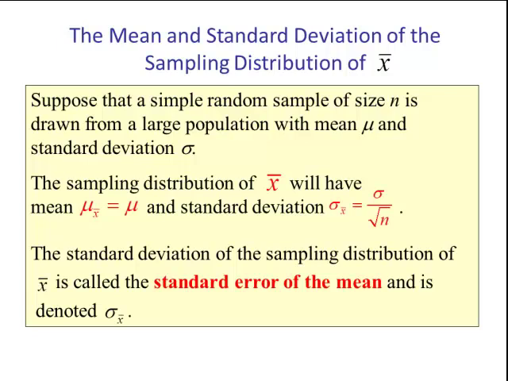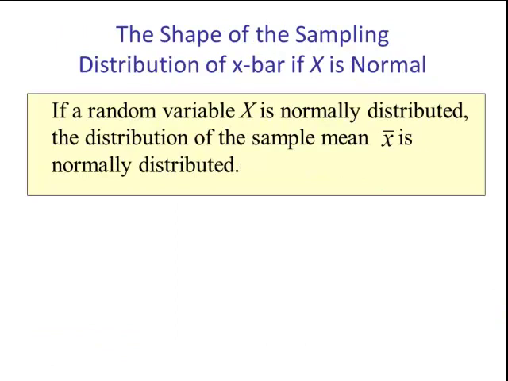So the mean and standard deviation of the sampling distribution of x bar looks like this. If we choose a simple random sample of size n, and the original population has mean mu and standard deviation sigma, then the sampling distribution of x bar will have a mean equal to the population mean, and the standard deviation will be smaller. How much smaller? Well, we take the population standard deviation and divide it by the square root of n. The standard deviation of the sampling distribution of x bar is called the standard error of the mean, and this is the notation. What does the shape look like? Well, if the random variable x is normally distributed, the distribution of x bar, the sample mean, is normally distributed.